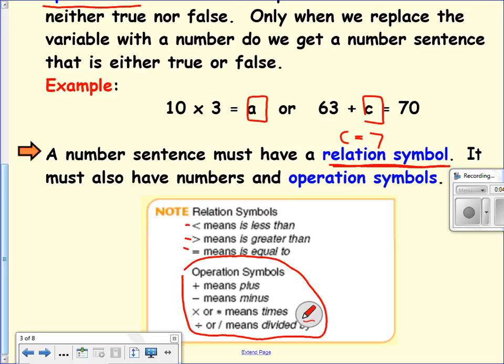So when you start working on your assignment tomorrow at school, if you don't remember what a relation symbol is, just keep track. It needs to be able to tell you what's going on. Is it greater than? Is it less than? Is it equal to? Operation symbols means, are we going to be adding, subtracting, multiplying, or dividing? Okay. Keep these little tips in mind. You know where to go back to this video if you need help. Let's keep on rolling here.